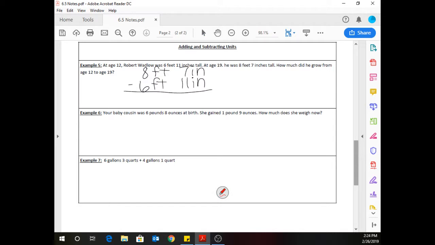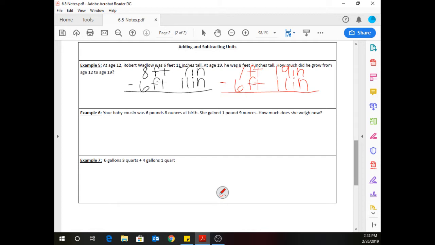So watch what I do. I'm going to rewrite it. I'm not just going to scratch stuff out. So I'm going to change the 8 to 7, which means I basically got 12 inches because 1 foot is 12 inches. And now I can add on the 12 inches to the 7, making 19 inches. Everybody with me? And the bottom I don't have to change at all. Is there any questions how I went from the black to the red? Any questions?